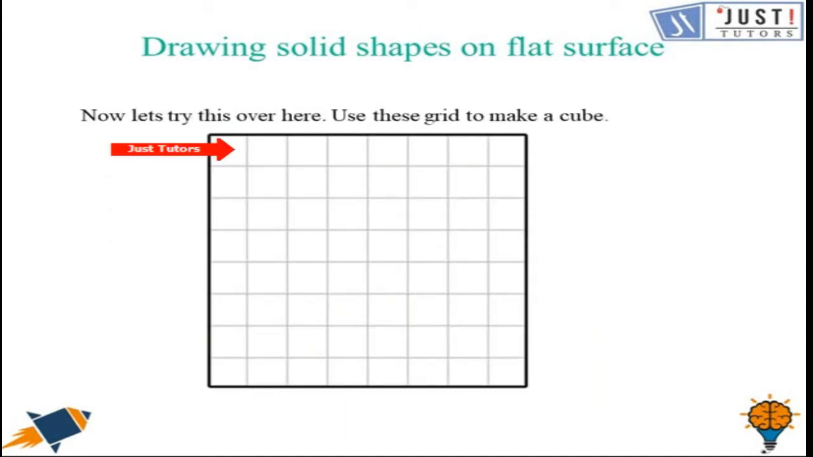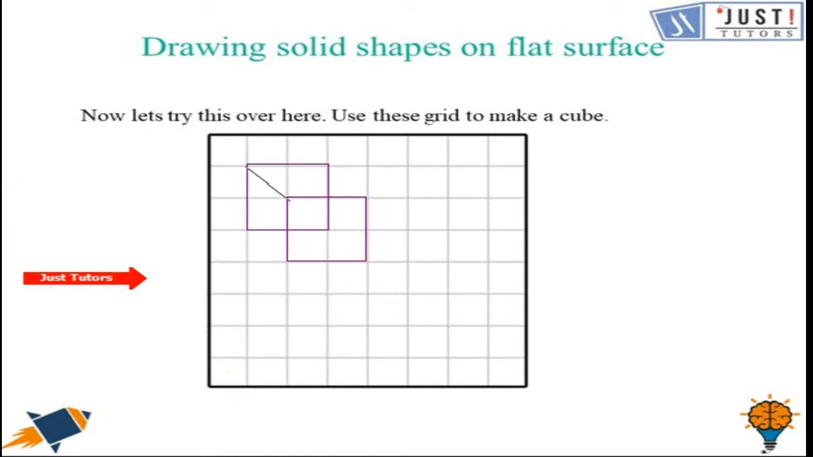We'll be using this grid to make a cube. The first step is just to make a square, and the next square would go somewhere like that, and the last part is just to join the corners. So this corner would go here, and the same way we'll be joining all of the corners, and that's how we can make a cube using the grid.